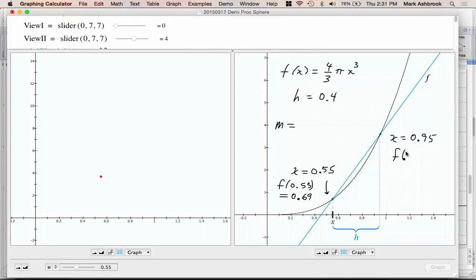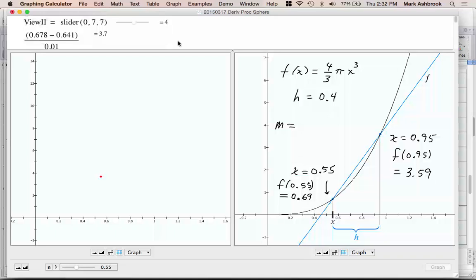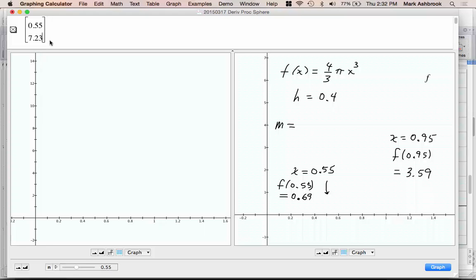3.59 as my y value. So I take 3.59 minus 0.69 divided by 0.4. Right. Change in y over change in x. So we use the function to get the y values, and then we do change in y over the change in x. Moment of truth. What'd you guys get? 7.2? 7.23?